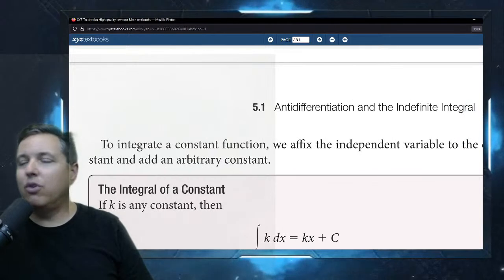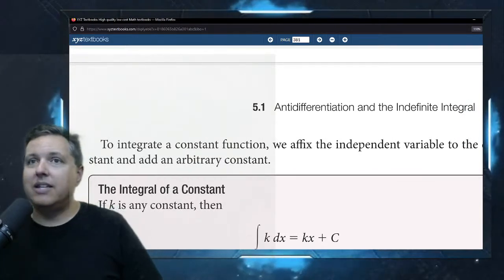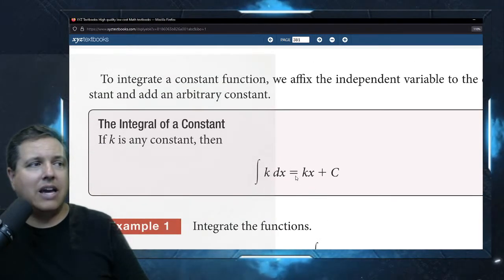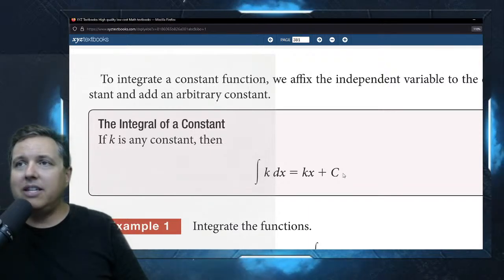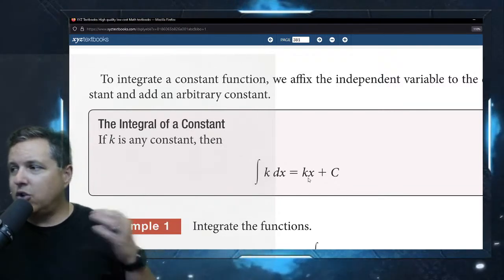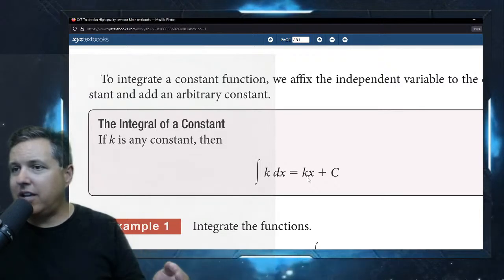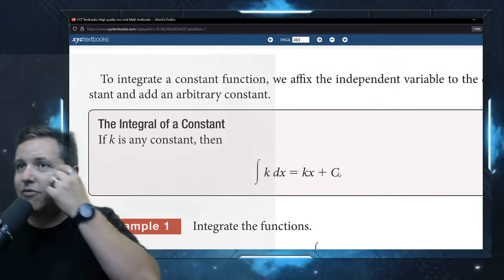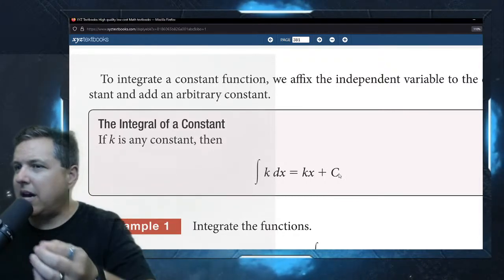So let's work through some of these and try to make sense of them. So the integral of a constant. If k is any constant, then the integral of k dx is kx plus c. So think about it. What would the derivative of kx be? Like, what if it was 3x? What's the derivative of 3x? It's 3. So what's the antiderivative of 3? 3x and then plus c. So you're literally just doing the derivative backwards. If you're comfortable with your derivative rules, think about how to do them backwards.